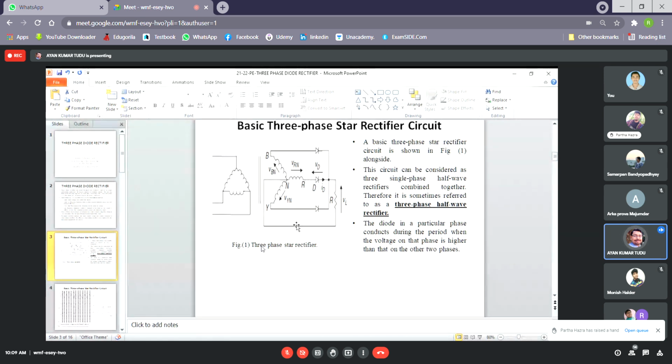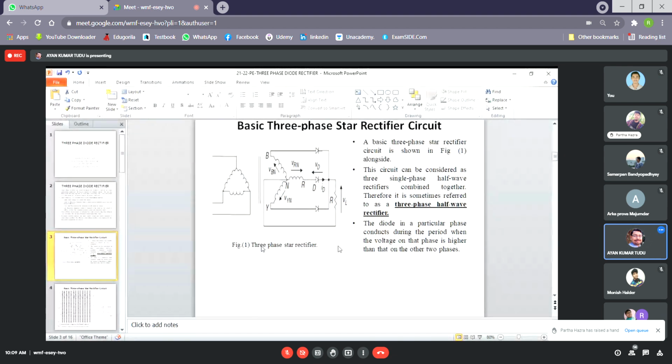Now, as you can see, the diode in a particular phase conducts during the period when the voltage on that particular phase is higher than that on the other two phases. This is how this three-phase rectifier should work.